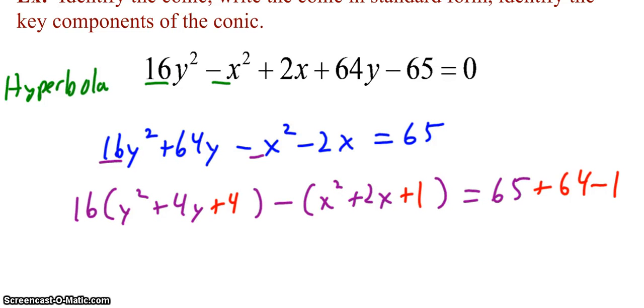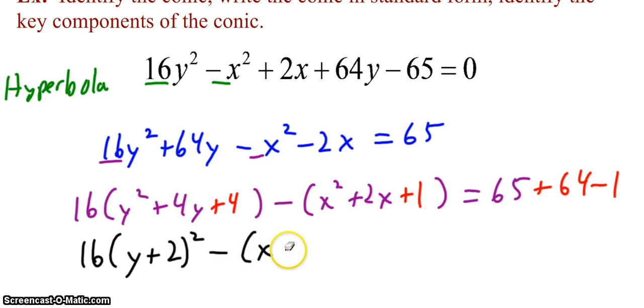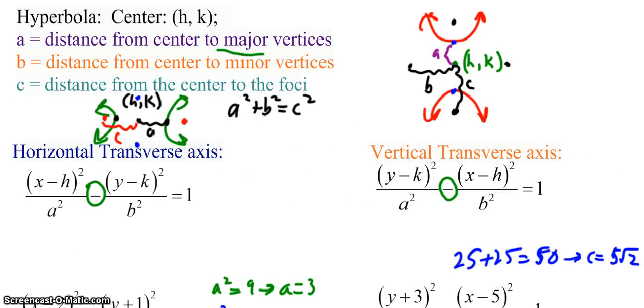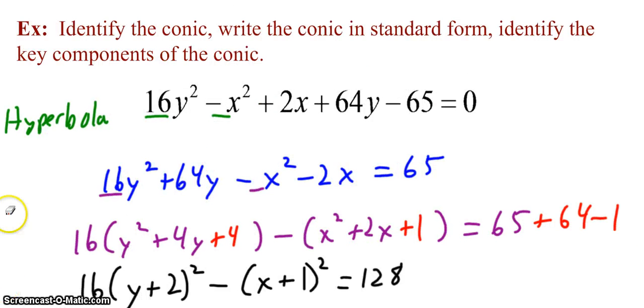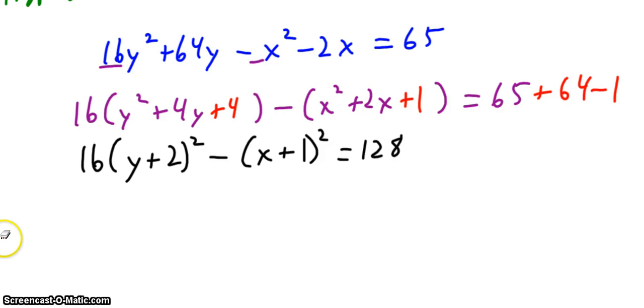Okay, so continuing with the completing of the square, 16 stays, and I have y plus half the middle term, quantity squared, minus x plus half the middle term, quantity squared, equals 128. Alright? Now, just like with an ellipse, we look back at the standard form, and the equation needs to equal 1. So we are going to divide by 128.